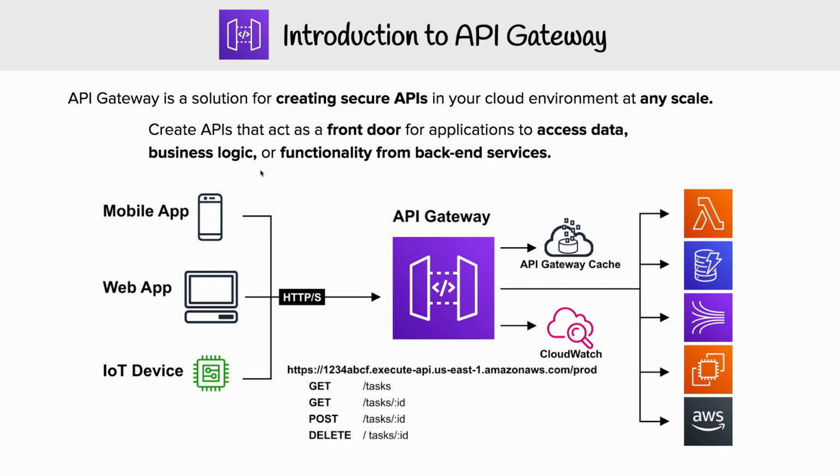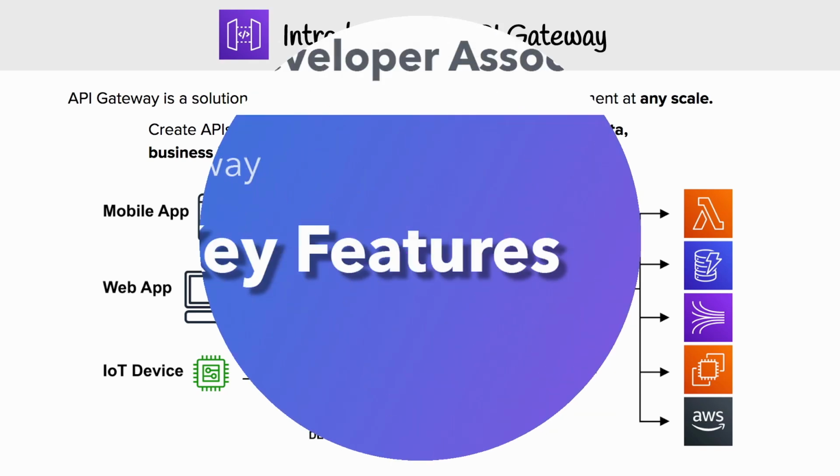So the easiest way to think about API Gateway, and this is really AWS's definition, is that the API acts as a front door for applications to access data, business logic, and functionality for back-end services. So it's just a bunch of virtual endpoints to connect to AWS services.